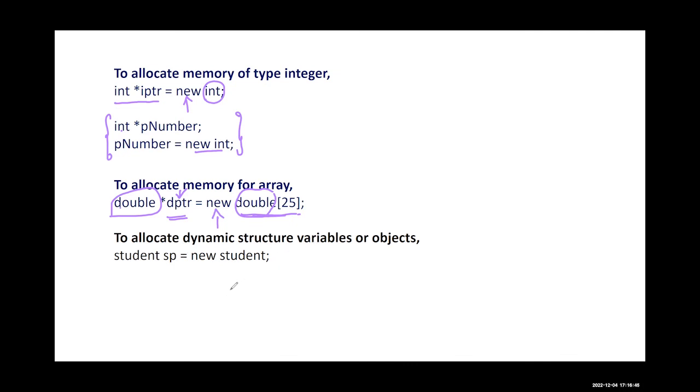Next, to allocate a dynamic structure variable, we have seen the structure declaration in the previous example. Suppose I am using the same type, I will say student sp is equal to new student. Here, student and student are of the same type, which is the structure, and this is the new variable I am creating. Using this keyword I will allocate the memory dynamically.